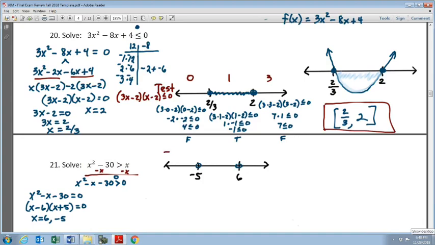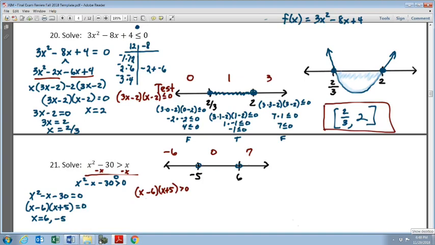And our test values, I would choose -6, 0, and 7. You can choose any values in the interval. If one works, they'll all work. If one doesn't work, none of the others will work. Now, let's go ahead and write the factored form.